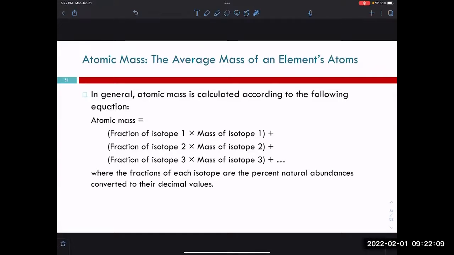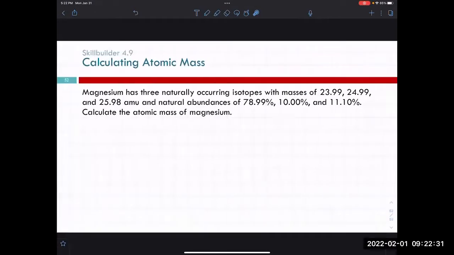So I think aside from remembering which things to multiply, which things to add, the other thing that can trip you up and you'll get the wrong answer and just be off by a factor of 100 is converting these and making sure that these are decimals, that they're fractions, proportions, not percents. But we'll do an example.